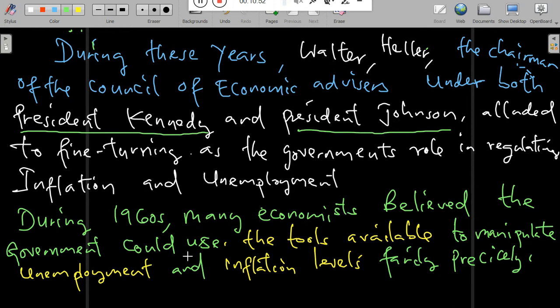During these years, Walter Heller, the chairman of the Council of Economic Advisors, and both President Kennedy and President Johnson alluded to fine-tuning as the government ruled the great inflation and unemployment. During the 1960s, many economists believed that the government could use the tools available to manipulate unemployment and inflation levels fairly precisely.